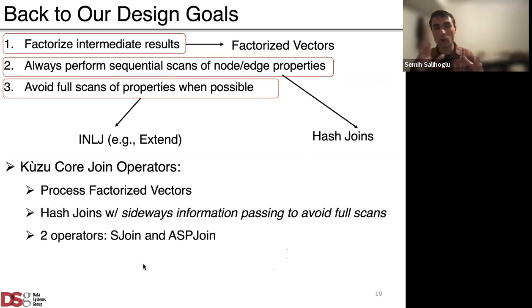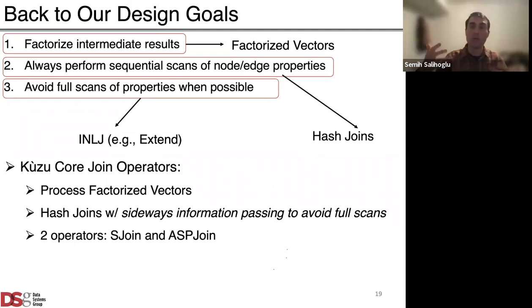So the core join operators in Kùzu adopt factorized vectors, and I'll show you how it does that. And they adopt hash joins, not index nested loop join. Kùzu right now does not have any index nested loop join operator, something like extend or expand. Everything happens through hash joins. But hash joins are equipped with a technique called sideways information passing to avoid full scans. So that's how we achieve all of these three design goals that we had.